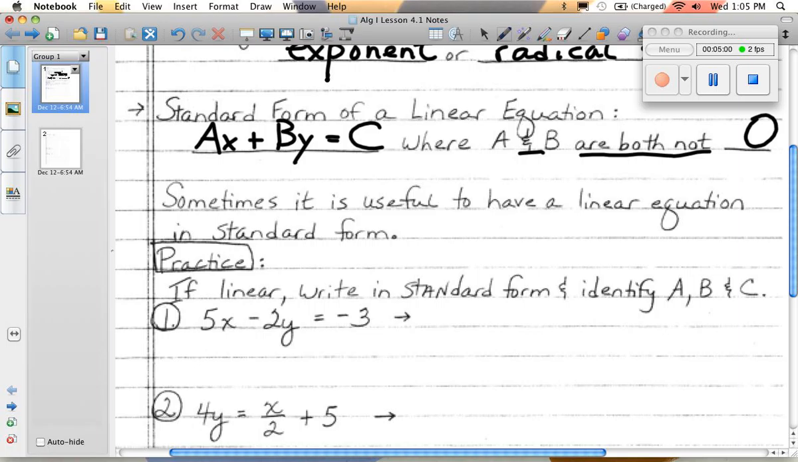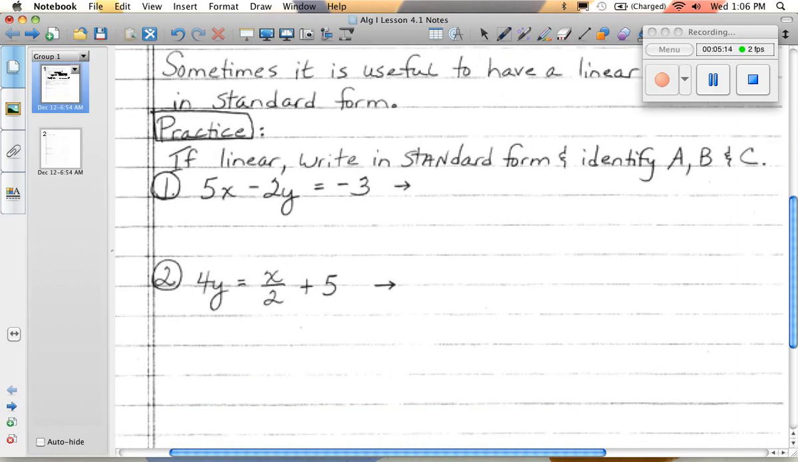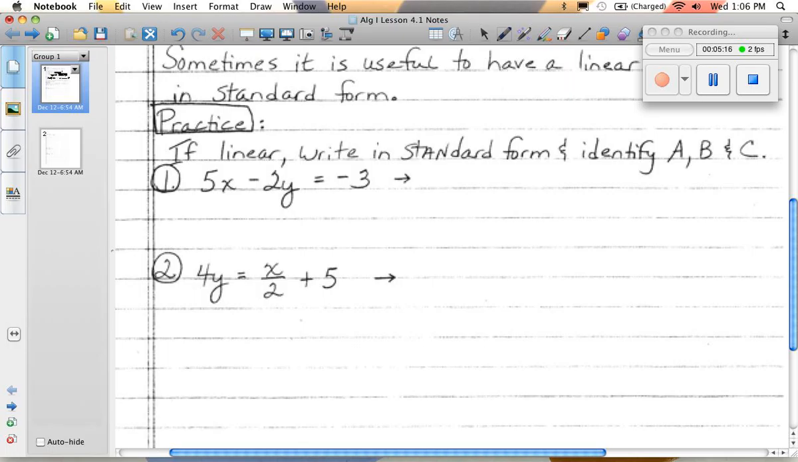Sometimes it is useful to have a linear equation in standard form, and we're not going to learn today when that's useful. We're just going to learn how to put it in standard form and identify the parts. So here's what we're going to practice, because I'm not going to make you graph today. You have to decide if an equation is linear. If it is, write it in standard form. Identify A, B, and C.